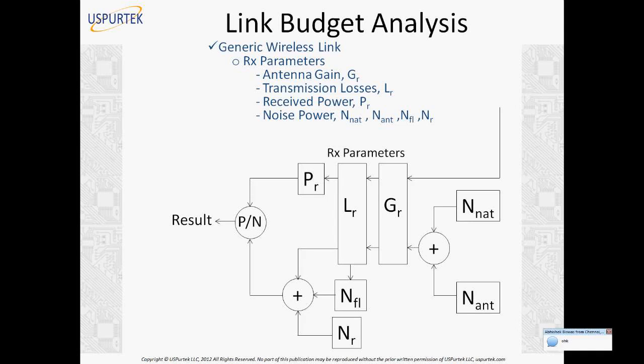So receive parameters, we have the antenna gain, receive antenna gain, GR. We have the transmission losses, LR. We have the received power, PR. And we have the noise power: natural noise, antenna noise, feeder loss noise, and receiver noise.